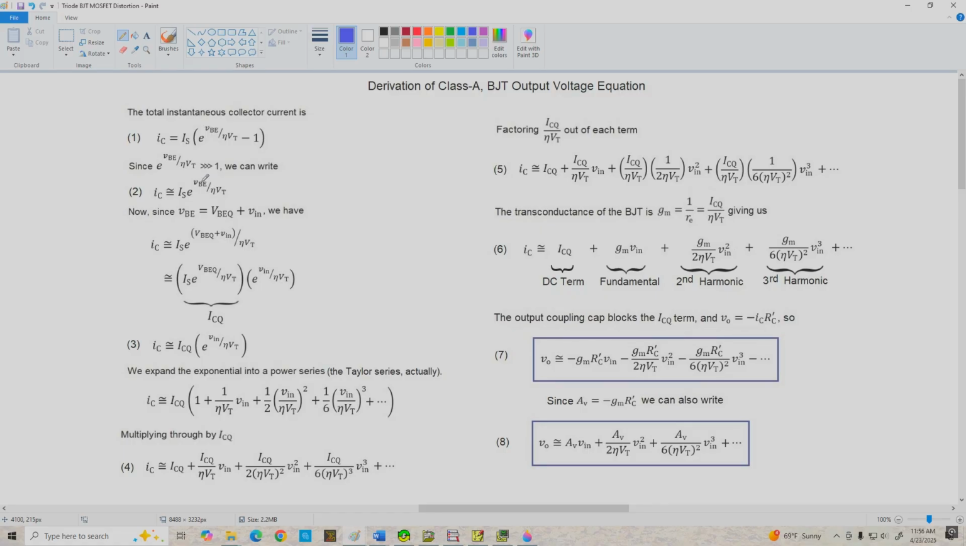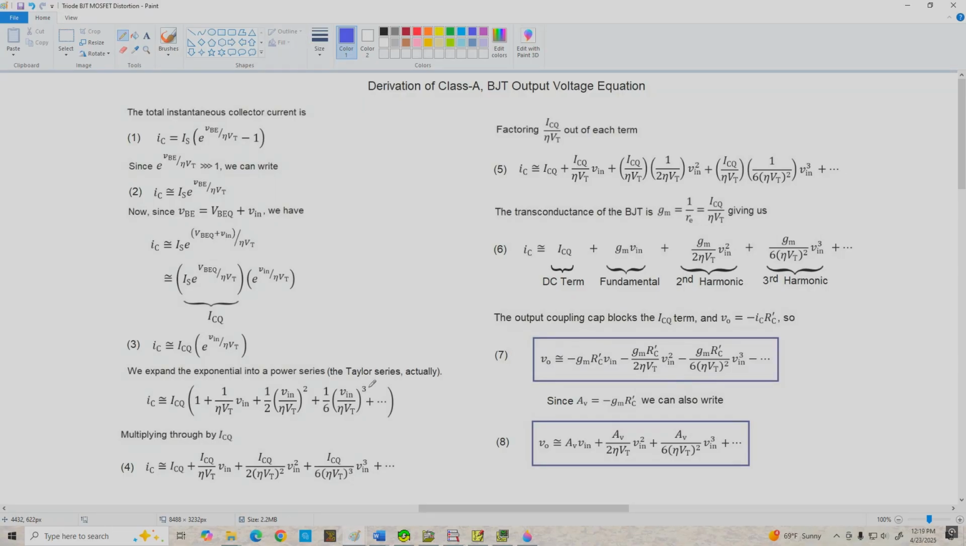Now, VBE is the total base to emitter voltage. That's VBEQ plus Vin, and substituting that into Shockley's equation allows us to split this into two parts. We've got the first factor here, which is ICQ, and the second factor, which is the variation in collector current due to Vin. Now, we write that down here, and we can take the exponential and expand it into what's called an infinite power series. And in this case, it's really a Taylor series, but we get this really ugly looking expression down here that can go on forever, but we're truncating it here at the third power.